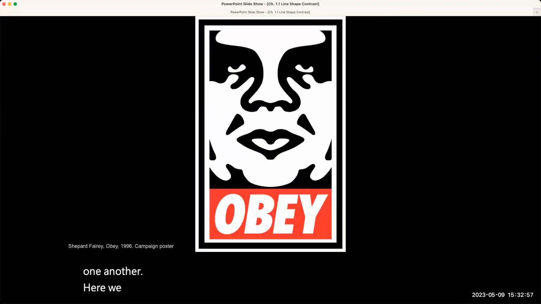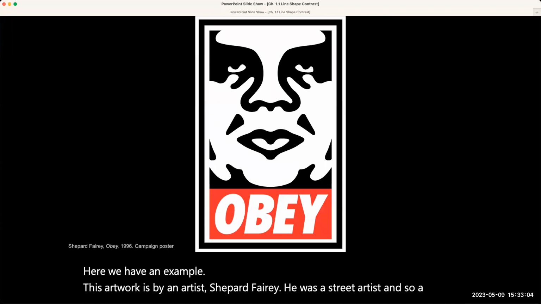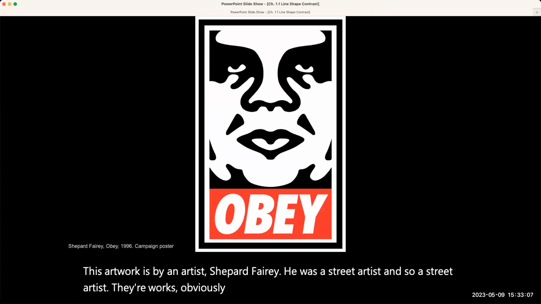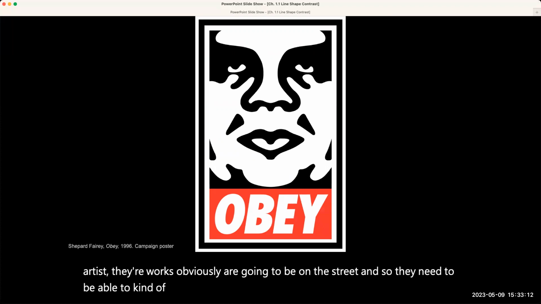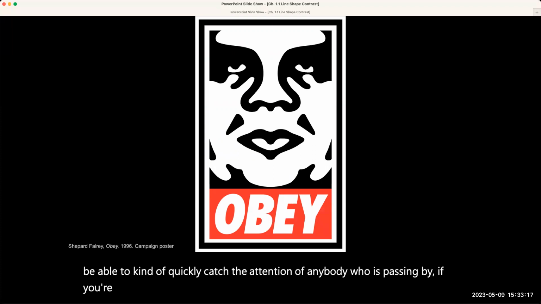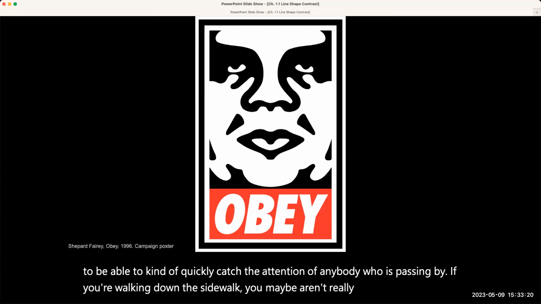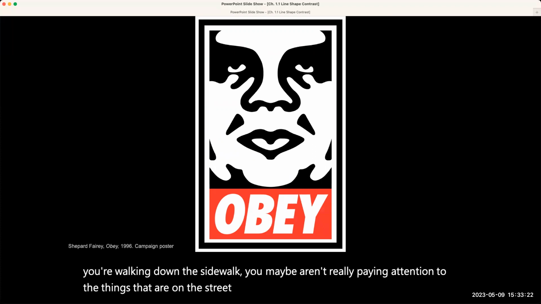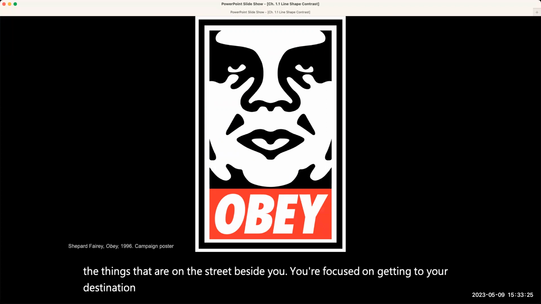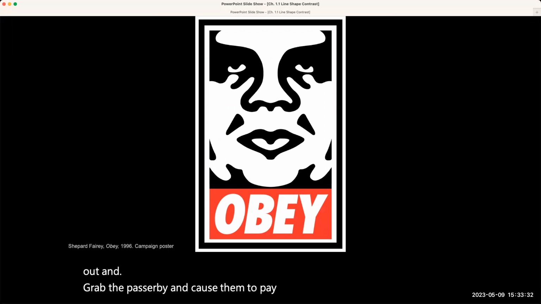Here we have an example. This artwork is by an artist, Shepard Fairey. He was a street artist. And so street artists, their work, obviously, is going to be on the street. And so they need to be able to quickly catch the attention of anybody who is passing by. If you're walking down the sidewalk, you maybe aren't really paying attention to the things that are on the street beside you. You're focused on getting to your destination. So the artist, a street artist, needs something that is going to reach out and grab the passerby and cause them to pay attention.